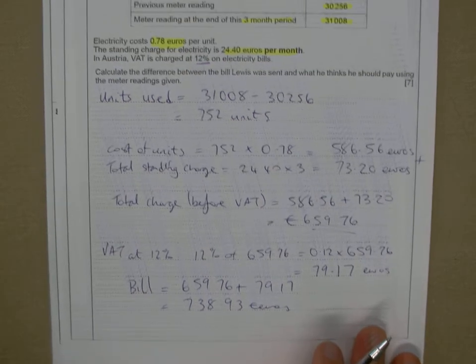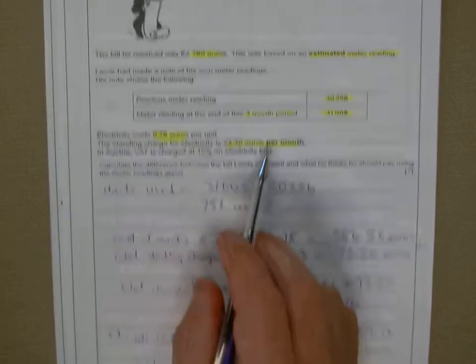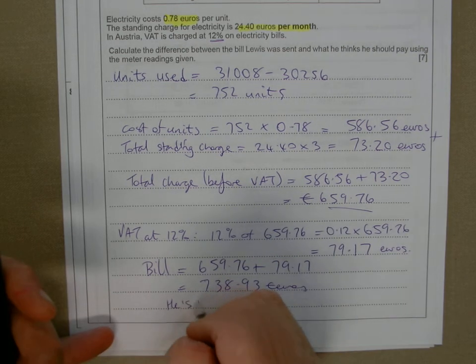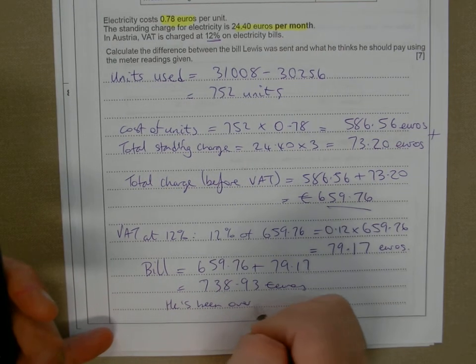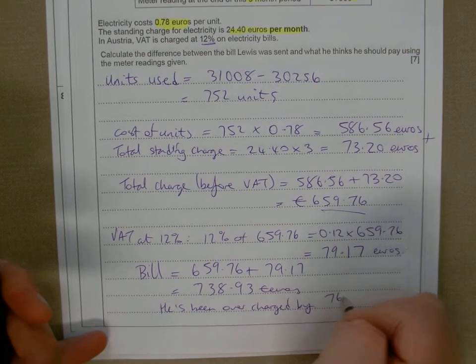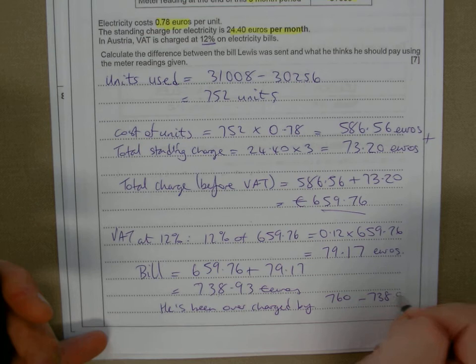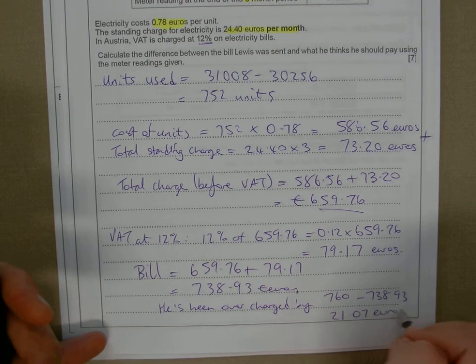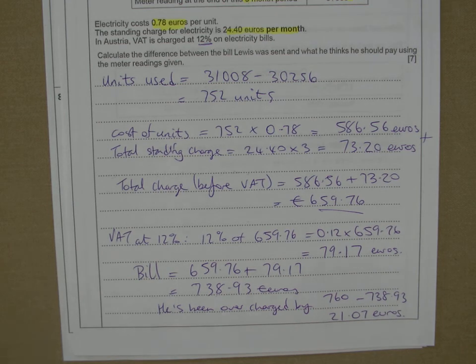He's been overcharged because he's been charged 760 in the question. So you can work out what he's been overcharged by. So he's been overcharged by, we'll just take him away then. Yeah, 760 take away 738.93, which would be 21.07 euros. Okay.